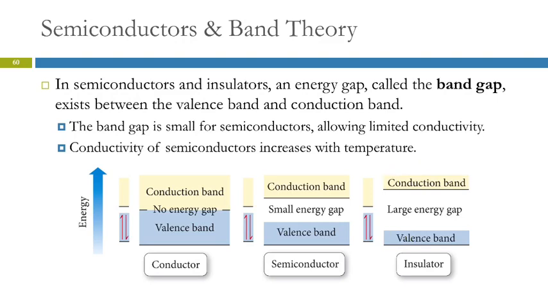In between, we have semiconductors. There's a small energy gap, and so they don't conduct electricity very well, but they can. Their conductivity is going to depend on things like temperature. If you heat a semiconductor, it is more conductive than when it's cold. So we've got limited conductivity, and you can control it. Any questions?